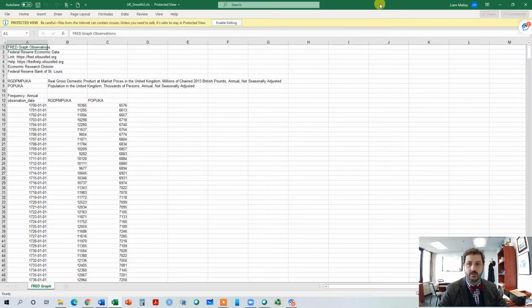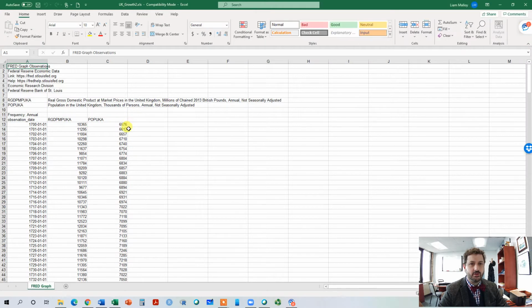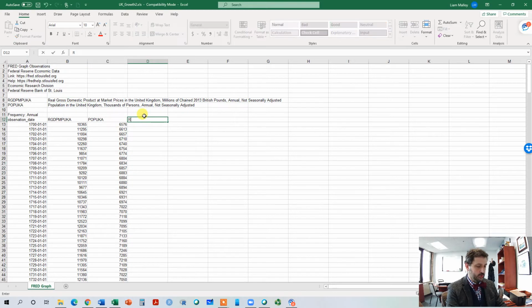All right. Now, we're going to enable editing. And the only thing to note is that our real GDP numbers are in millions of pounds. It is chained 2013 pounds, so they're already adjusted for inflation, so we don't need to worry about that. Our population is in thousands, so when we calculate our real GDP per capita, we need to adjust one of our numbers so that we get actual pounds rather than something in thousands or millions.